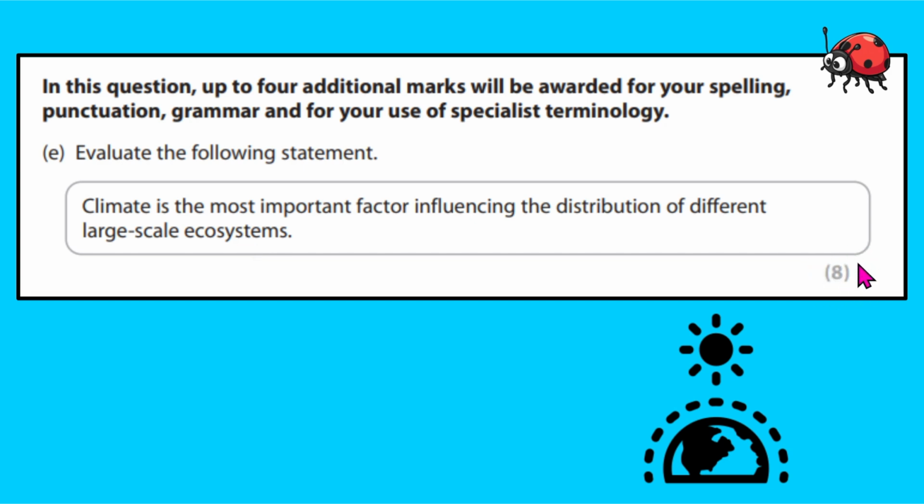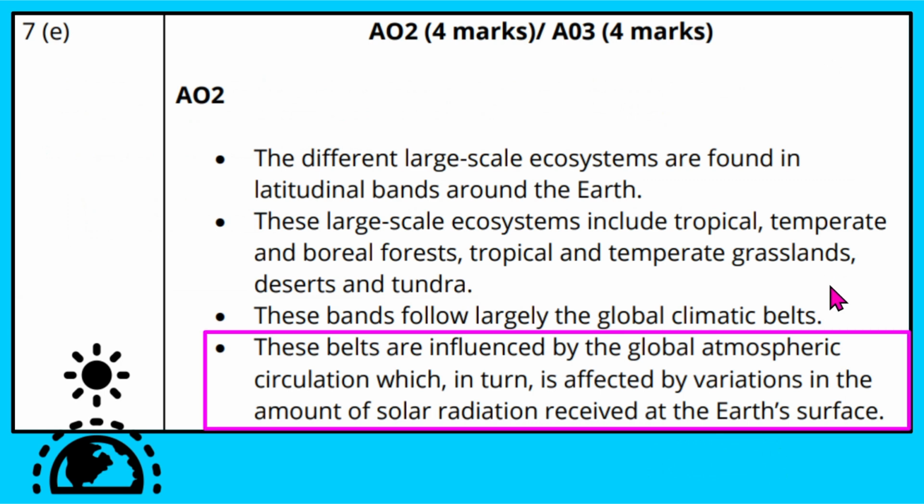We then glance at the marks, see it's an 8 marker, so we know it's going to be one of those longer essay questions. 2 paragraphs should do. And then we also see there's no SPaG involved. So we look down here and we see that global atmospheric circulation is a factor that is accepted, as it does massively impact the location of our ecosystems.